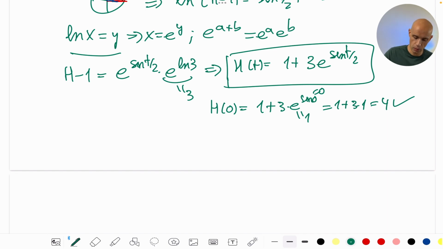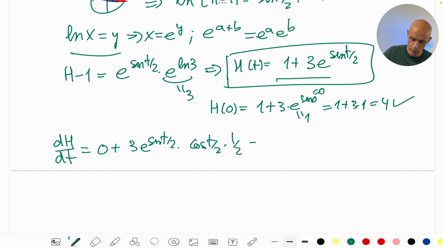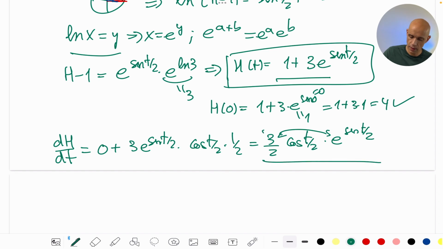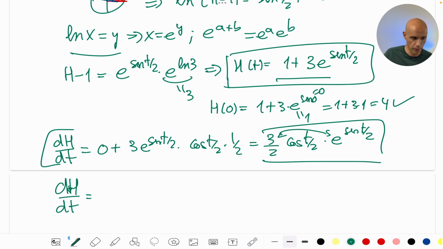So let's see. We want to take the derivative of this function, and we have it here, okay? So, well, this is 0 plus 3, this chain rule, right? Cosine of t divided by 2, times 1/2. So if we rearrange this in a nice way, and I'm writing the exponential behind the cosine, but it could be before, it depends on your choice. Now, is this the same thing as the one that we had at the beginning of the problem? It was, remember, 1/2 of h minus 1 cosine of t divided by 2.